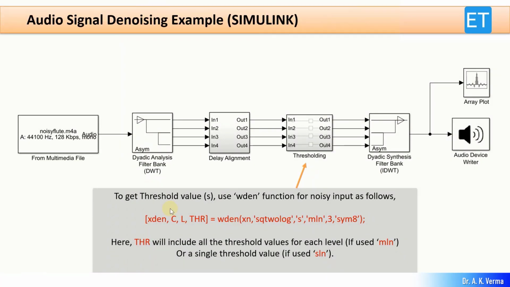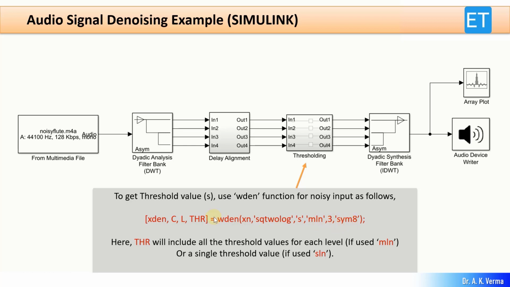So these threshold values we can find by executing this wden command with these output parameters. So output is xd, cxd, lxd, thr, and then xn is your input noisy data. For example, that noisy flute.m4a, first you have to read that in MATLAB using audioread, then pass it to the wden function. Then you can define the square root log method, soft thresholding, level dependent, and 3 as the number of decomposition levels, and sym8 I'm using.